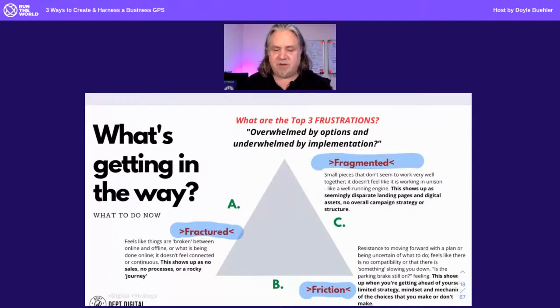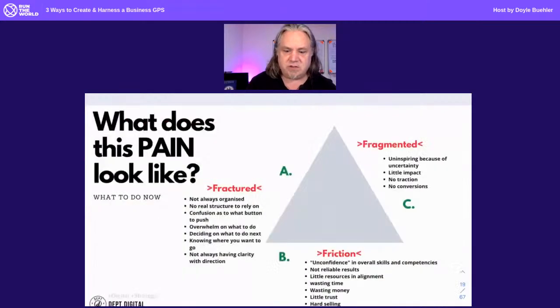And last is fragmented. So these are small pieces that don't seem to work very well together. It doesn't feel like it is working in unison. It's not like a well-running machine or an engine. Sometimes you get engines that stall or the timing's off and they're pinging, and that's what fragmented means. And that can really show up as disparate landing pages that are not really connected properly, no digital assets, no overall campaign strategy, no structure to what they're doing and how they're doing it as well. So it needs to be coordinated, and that's really what we need to look at.